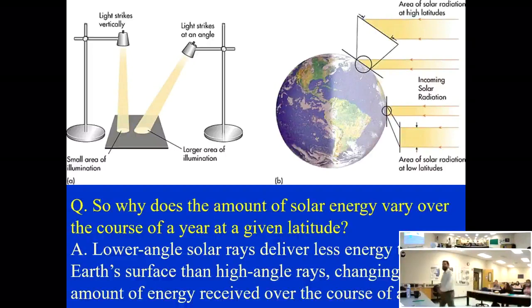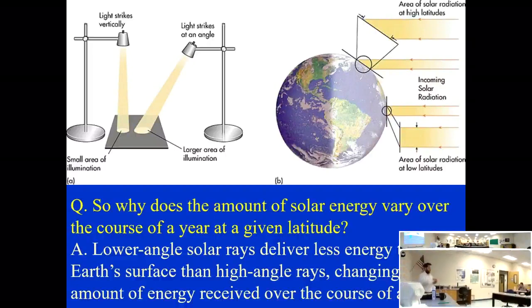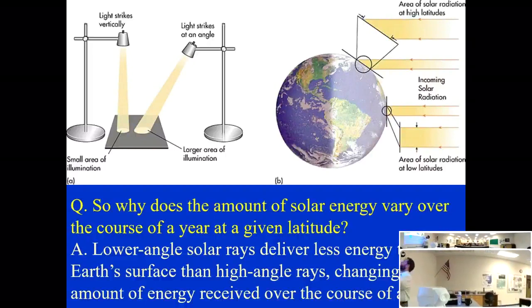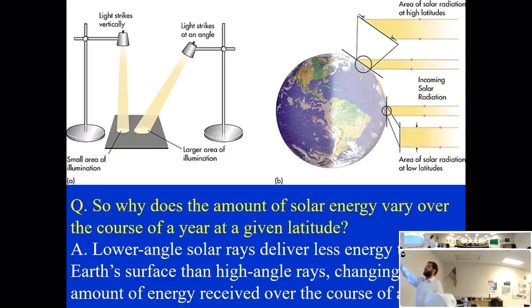So the actual reason is that the light coming in at the equator is hitting the Earth straight on, right? So the light coming from the sun hitting at the equator is hitting dead straight on. You see that? Whereas the light that comes in at the poles or at high latitudes is at an angle. And so that light energy, this is maybe a good way to picture it.